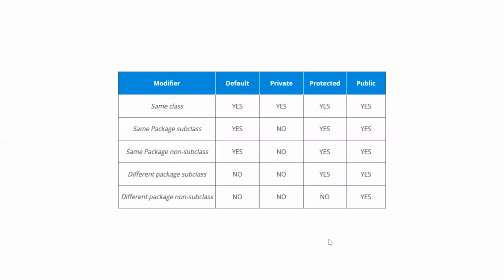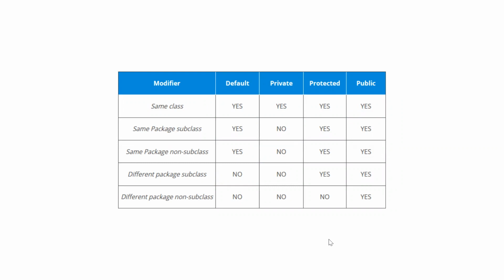Let's go to the next topic. Again, for access modifiers we have default, private, protected, public. Within the same class, I can use default, private, protected, and public. Within the same package, I can use default, but I can't use private, whereas I can use protected as well as public.